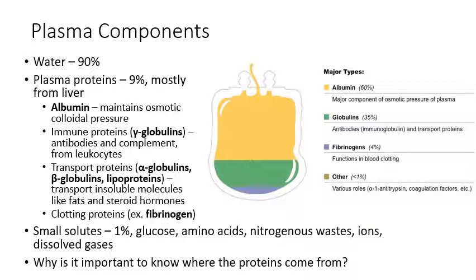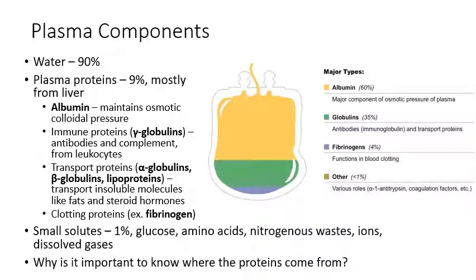Then you also have transport proteins in the blood. The three main types you have are alpha globulins, beta globulins, and lipoproteins. The job of transport proteins is to transport stuff in the blood. Anything that does not dissolve in the blood but still needs to go through the blood needs to have a transport protein that will bind it and take it through the blood.